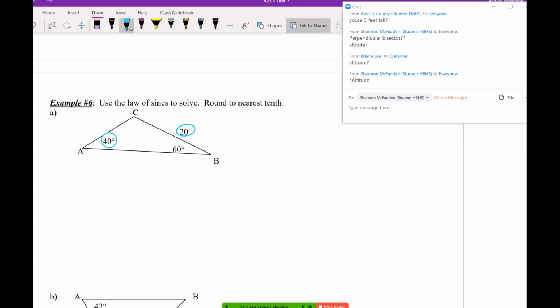So I've got big A and little a. I have big B, but I don't have its corresponding side of little b, so that should be the first thing that we find. Let's use our law of sines because it's not a right triangle. So I'm going to say that the sine of big A over little a is equal to the sine of big B over little b.